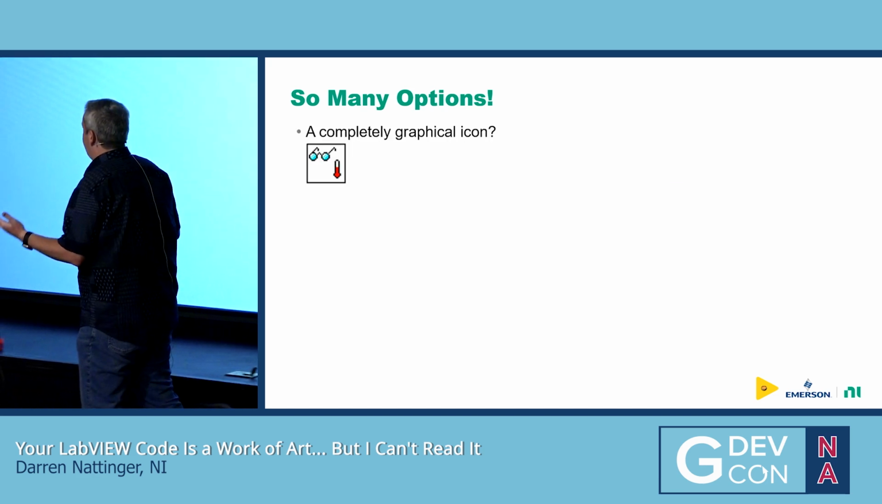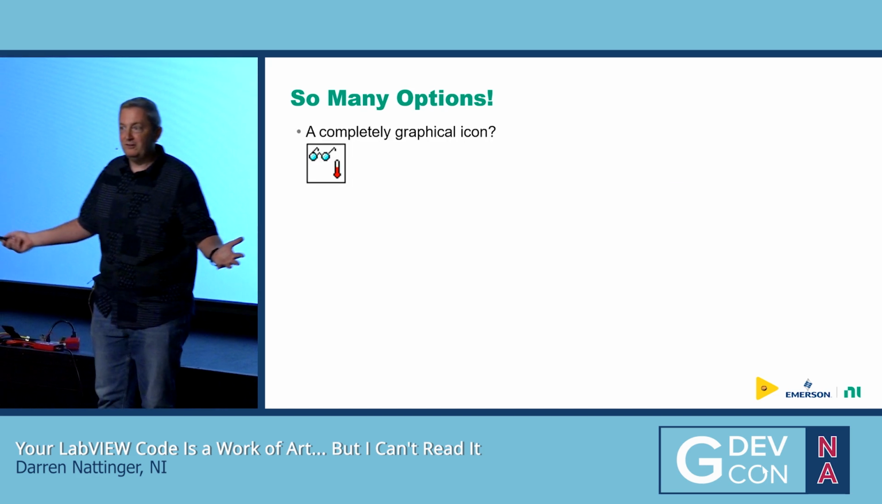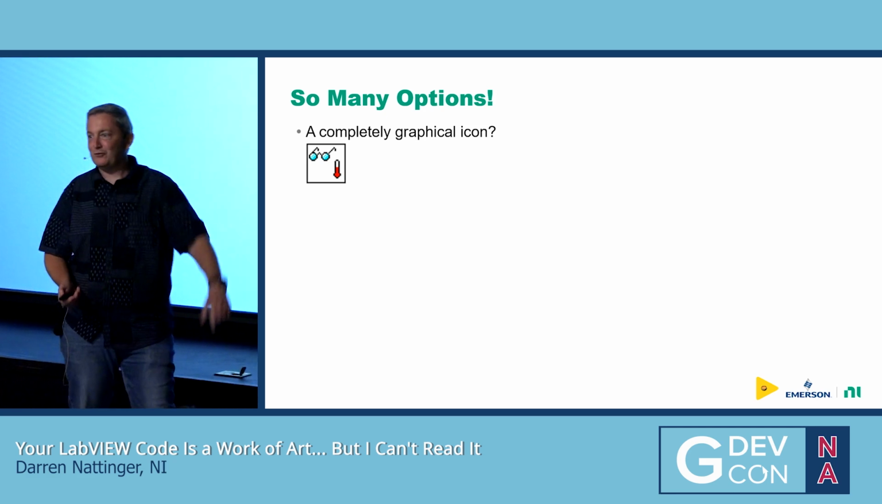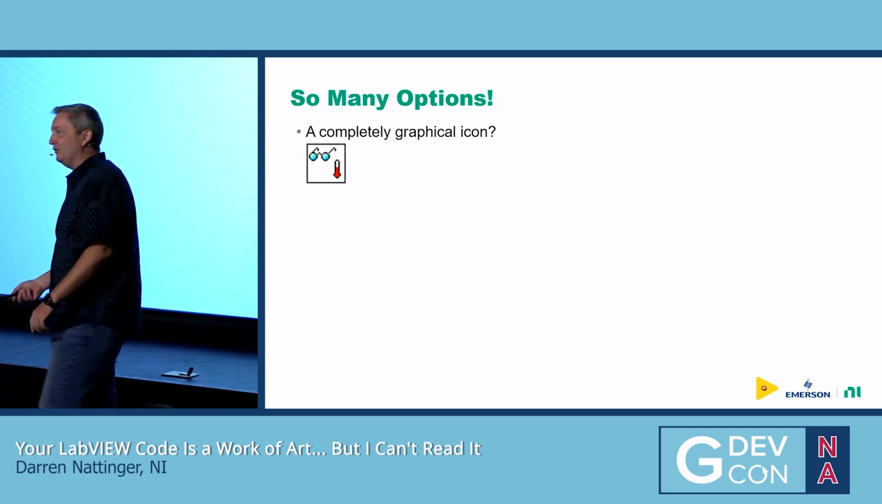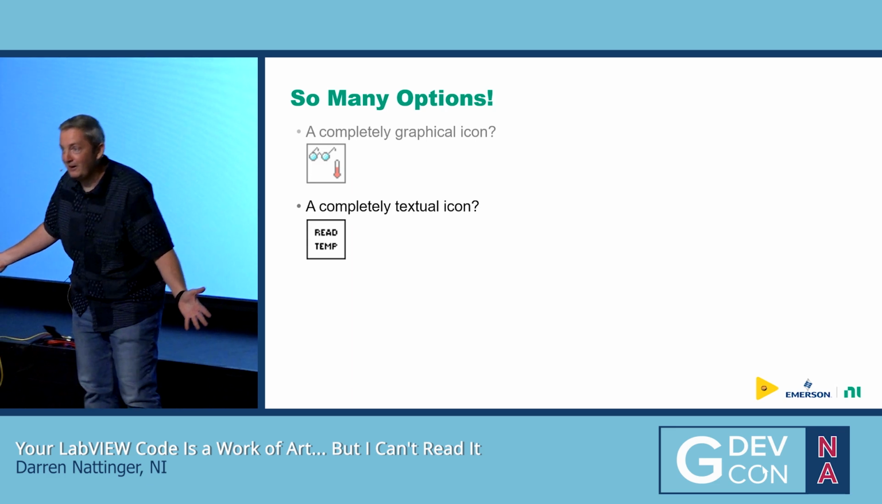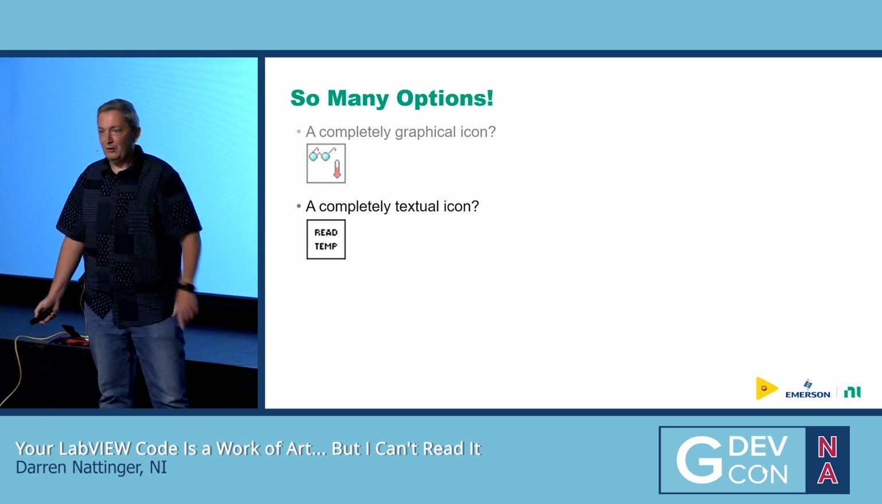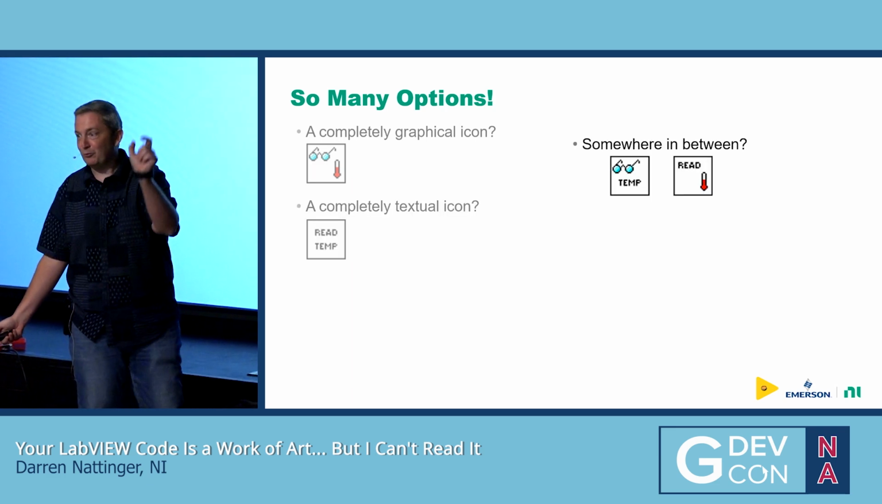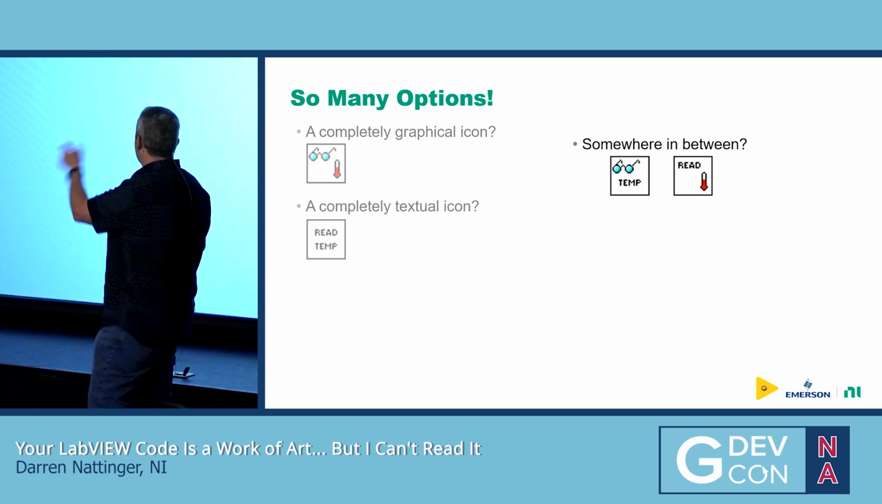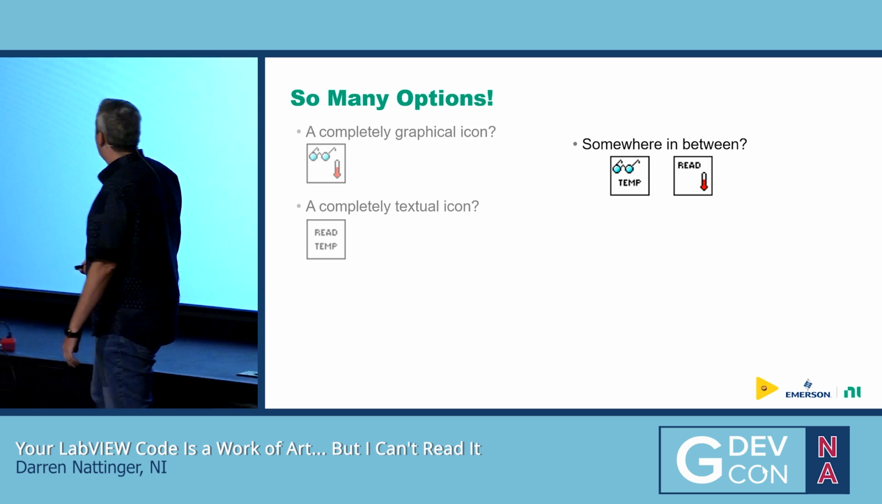We have so many options. We could have a completely graphical icon, you know, little glasses for read, little thermometer for temperature. We could have a completely text-based icon, read, temp. We could be somewhere in between. We could have the word read and the thermometer. We could have glasses and the word temp.